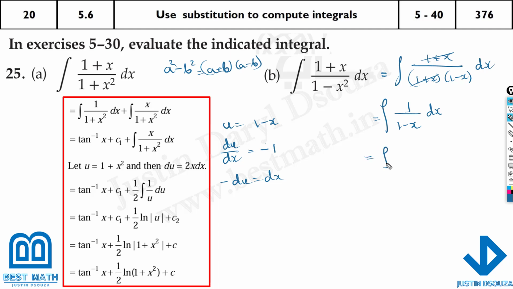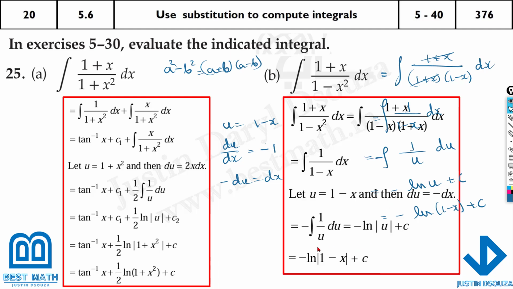So now substitute back in this particular question. We have simplified the question already. Here it's going to be 1 by u, and I'm going to write minus outside, du. So minus, what is 1 by u? It is natural logarithm of u plus c. Now what was assumed to be u? That was 1 minus x, plus c. So that is the final answer. It's negative natural logarithm of 1 minus x plus c.